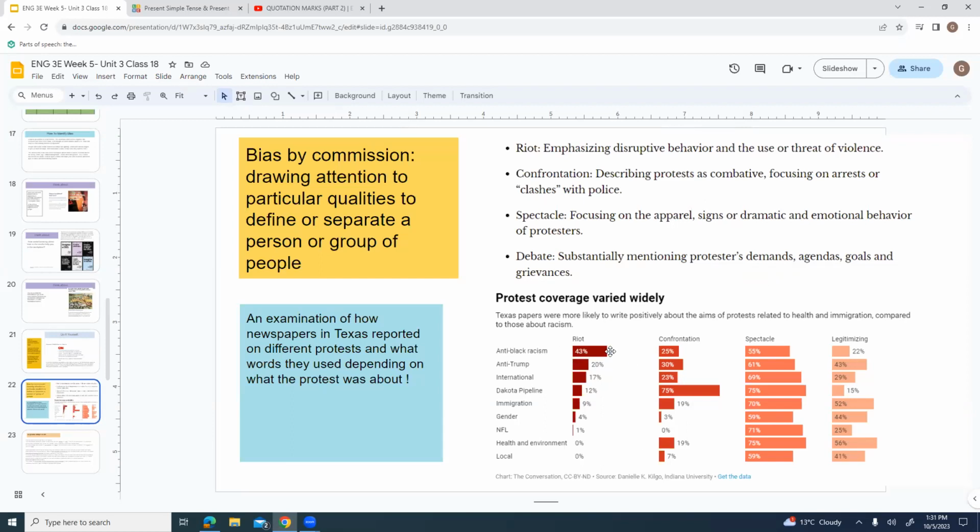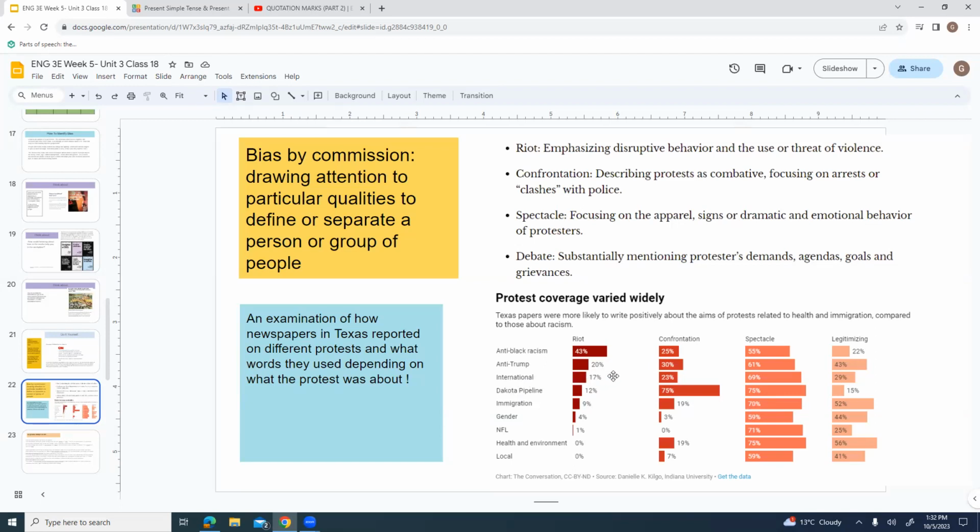So anti-Black racism, they used riot language 43% of the time, confrontation language 25% of the time, spectacle language 55% of the time, and legitimizing only 22% of the time. Anti-Trump coverage, riot was only used 20% of the time. Confrontation was used 30% of the time. Spectacle was used 61% of the time, which is pretty high. And then 43% of the time they used legitimizing coverage.